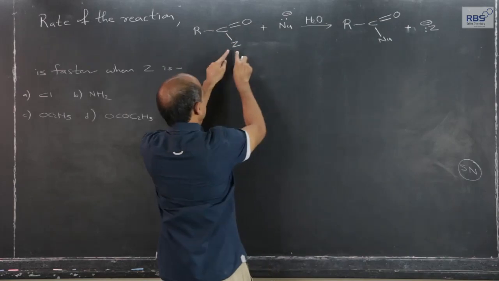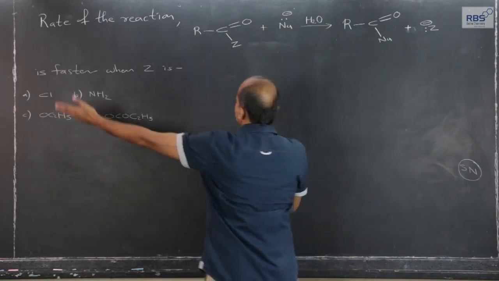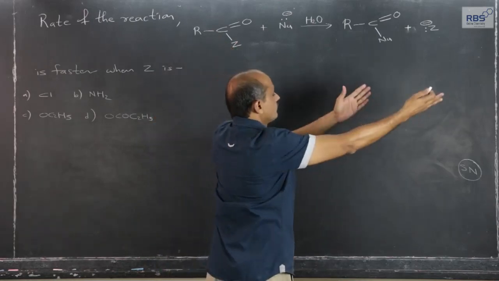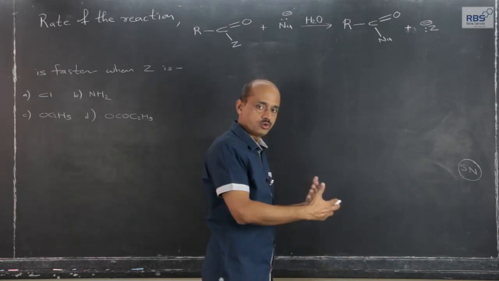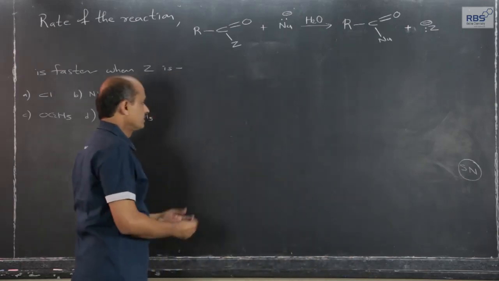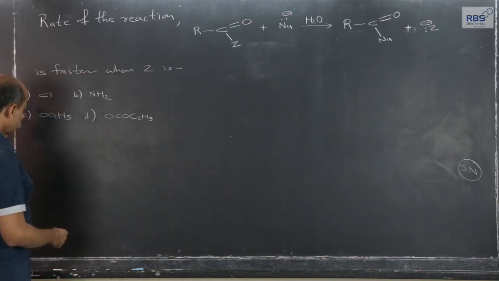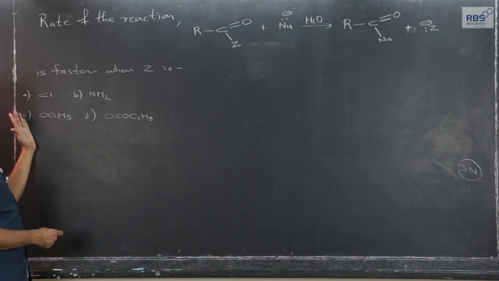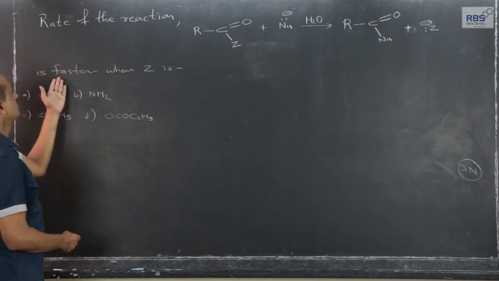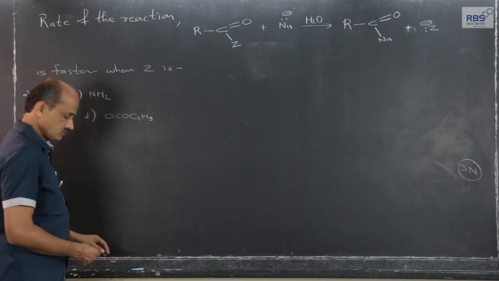One nucleophile attacks, and this group, it can be any one out of these four, goes out in the form of a nucleophile. So, this is a nucleophilic substitution reaction overall. There can be steps in the mechanism. Out of these four options, for which one will this reaction be faster? What do you think?